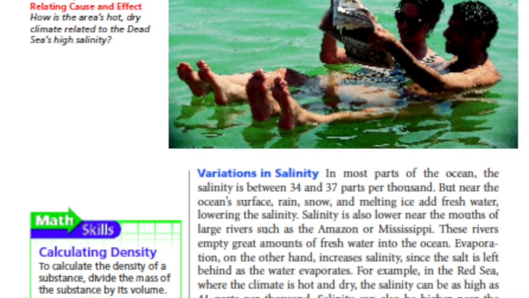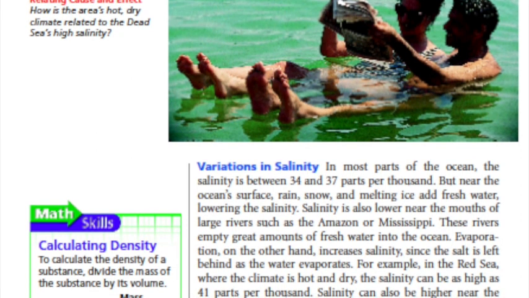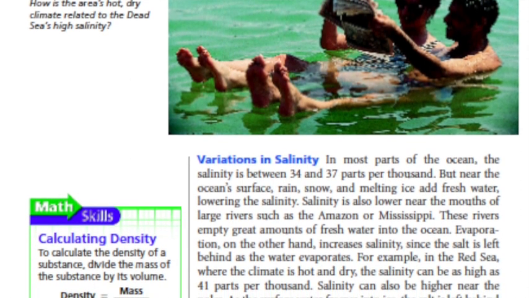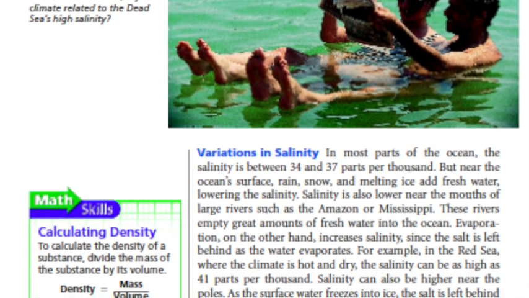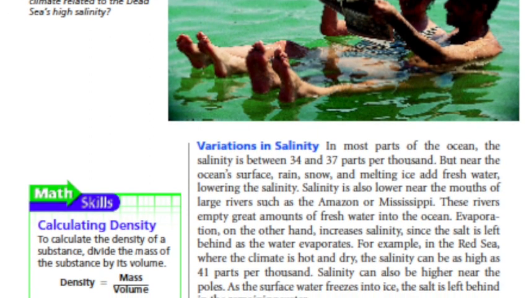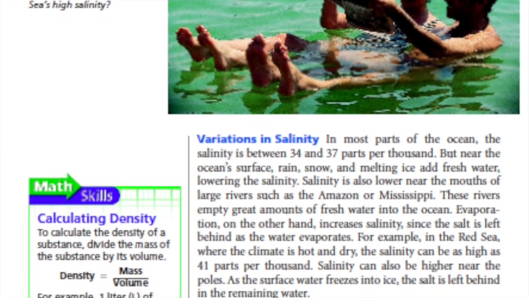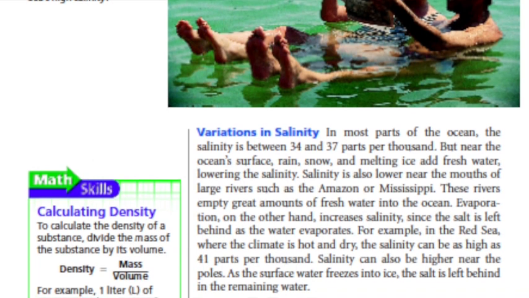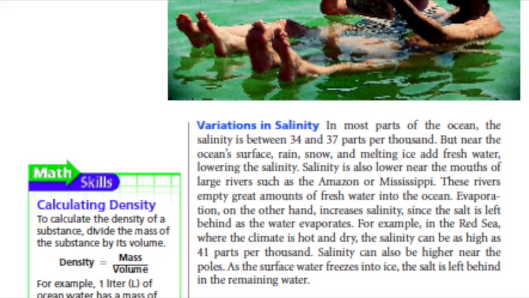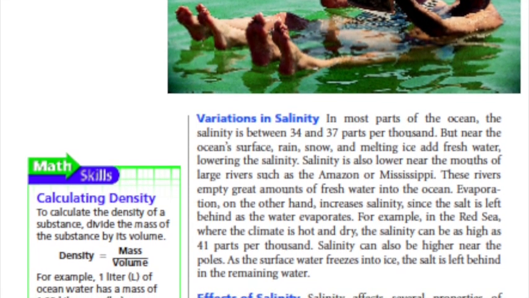For example, in the Red Sea, where the climate is hot and dry, the salinity can be as high as 41 parts per thousand. Salinity can also be higher near the poles. As the surface water freezes into ice, the salt is left behind in the remaining water.